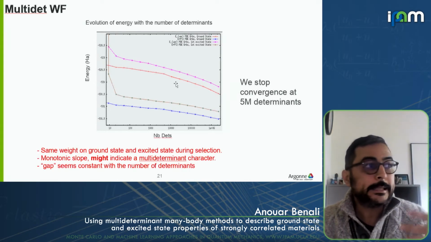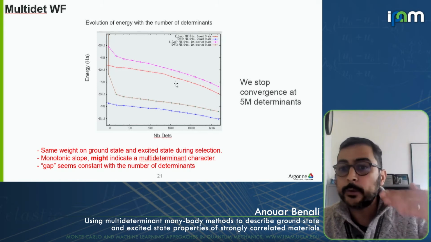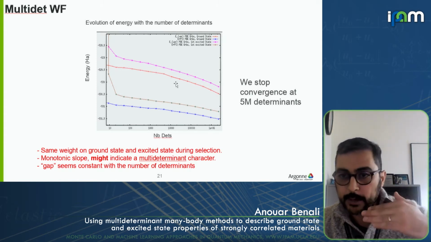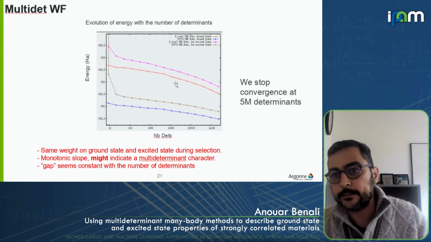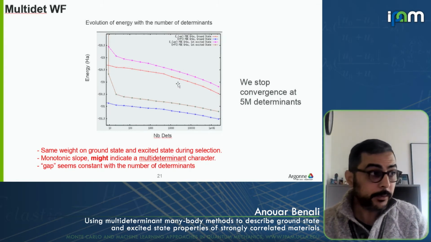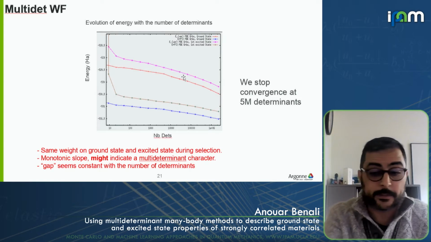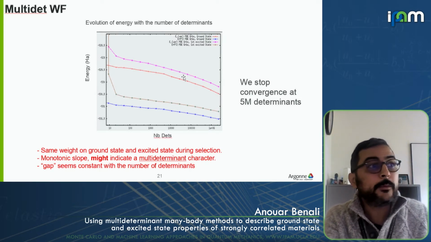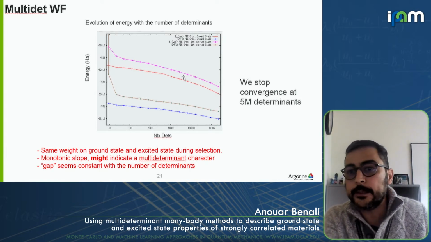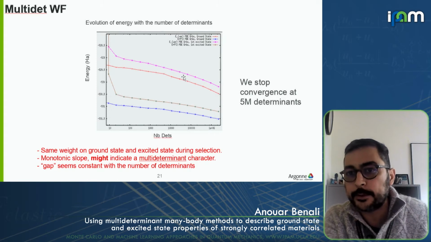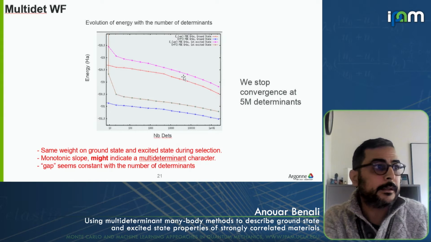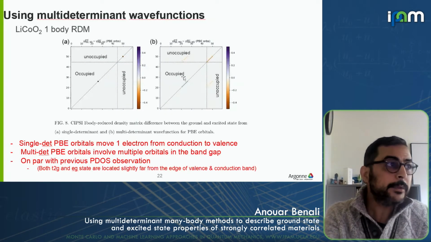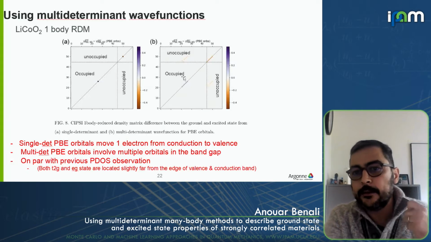And I will say that in this specific case, what it means is that we are degrading a little bit the selection for the ground state in order to be able to get a good description also for the excited state. So this works really well, or at least this is what we think. And we stop the convergence at 5 million determinants because this is the max that we can use in QMC pack, our code, which is already a lot of determinants, but this is what we decided to stop at.